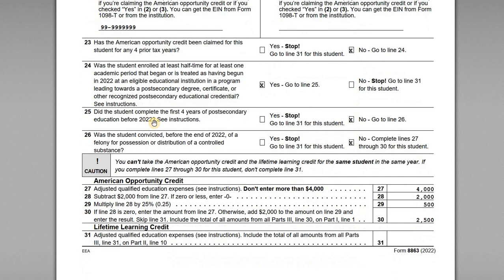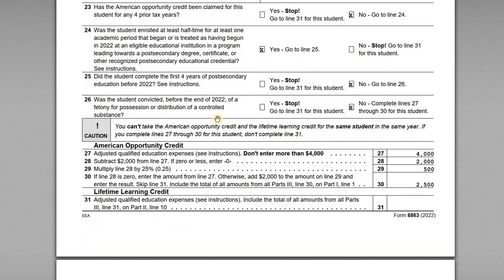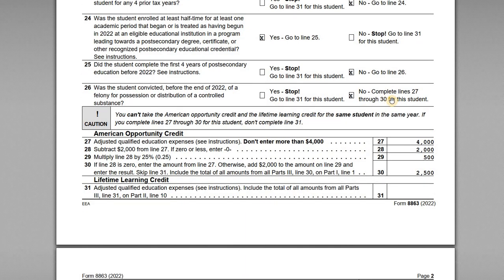So we can select yes there, and then question 25, it's asking us, have we completed the first 4 years of post-secondary education before 2022? No, right? So no, because he's only been in school 1 year. He hasn't completed the first 4 years yet. And then 26, very important, right? If the student was convicted before the end of the year of a felony for possession or distribution of a controlled substance. So if you have a felony conviction, you can't claim this credit, right? That's effectively what it's asking here. So in our case, Adam, no, he hasn't had a felony conviction for these purposes, or any purposes for that matter, so we can select no.